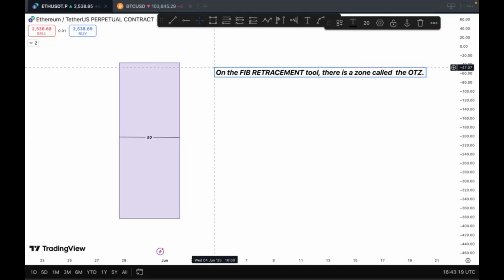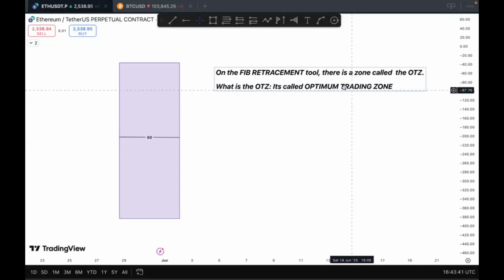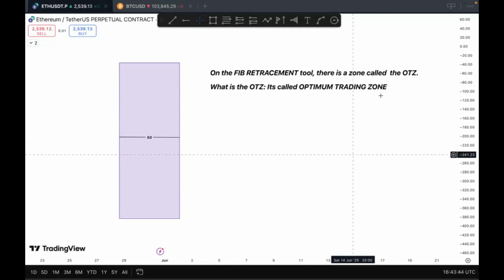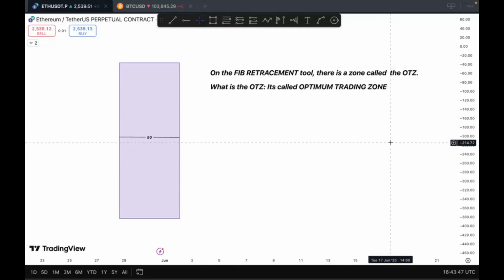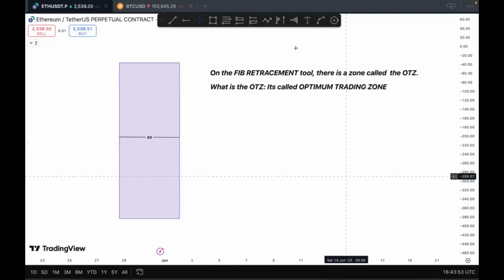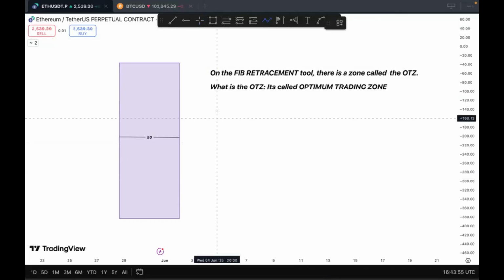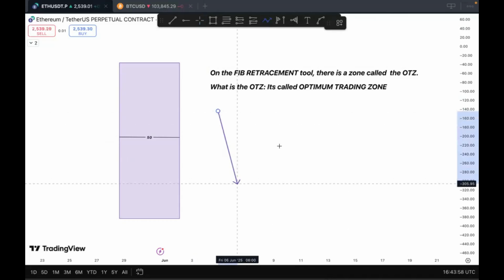OTZ. So the question is, what is an OTZ? It's called optimum trading zone. Okay, optimum trading zone. So let me break it down. Usually when price starts buying, so I'm going to use this. So let's say it's a sell, okay?